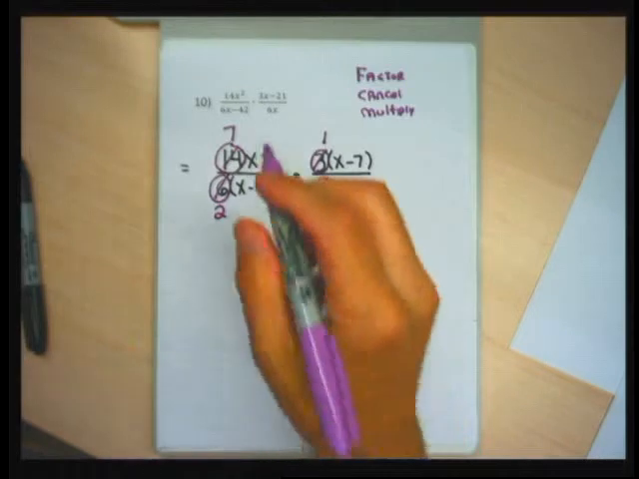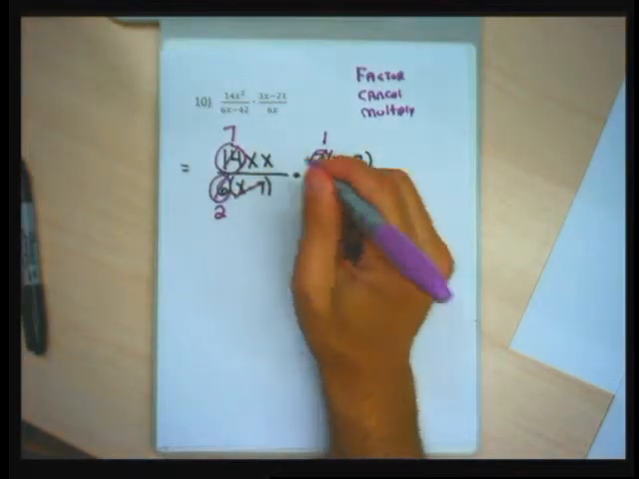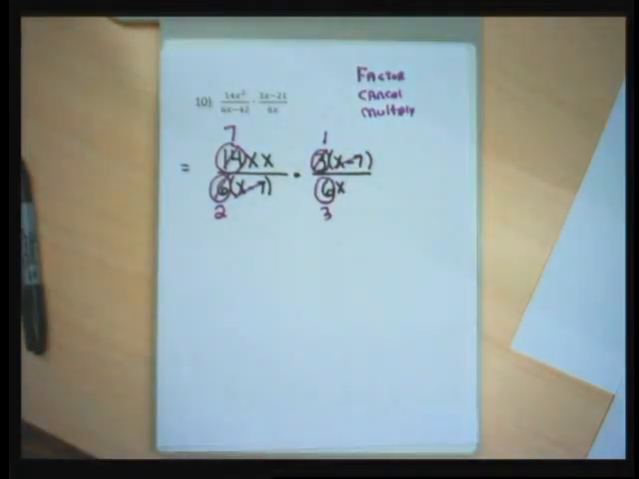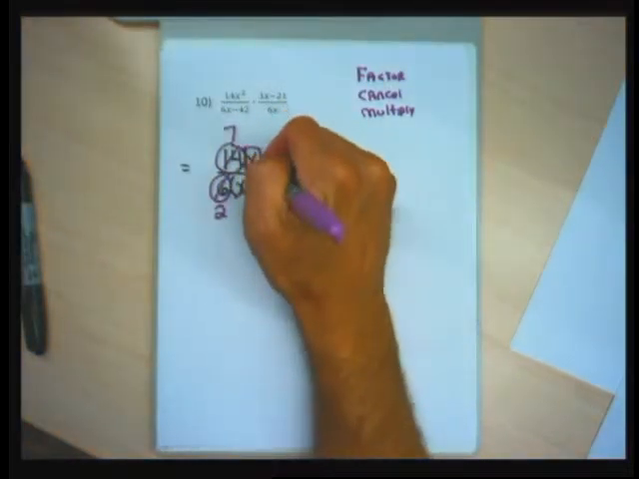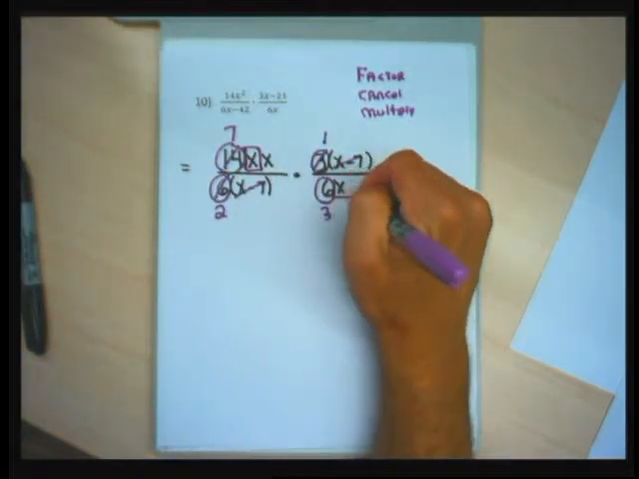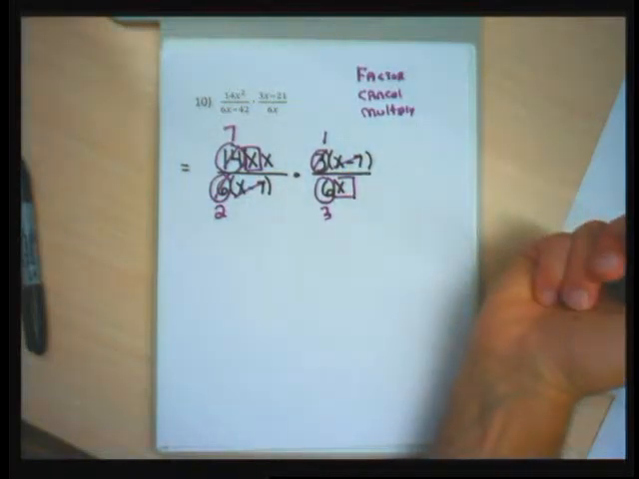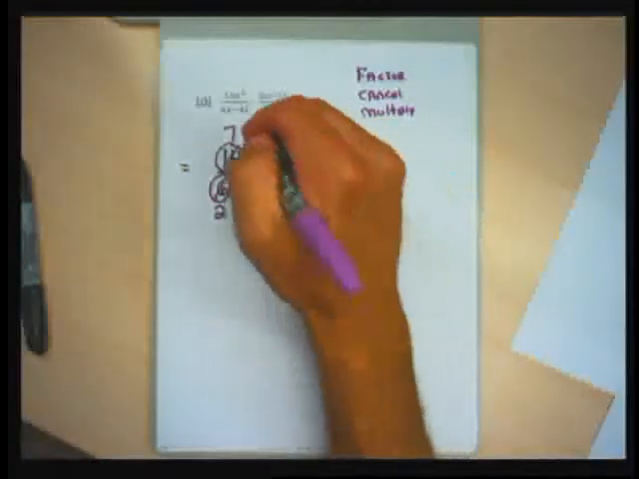I can cancel the x minus 7s because there's one up top and one down low. You can cancel between fractions or within the same fraction. And lastly, I have single x's in the numerator because the x's in the numerator aren't attached to anything with a plus or a minus sign. They'll cancel with another x that isn't attached with a plus or a minus sign.